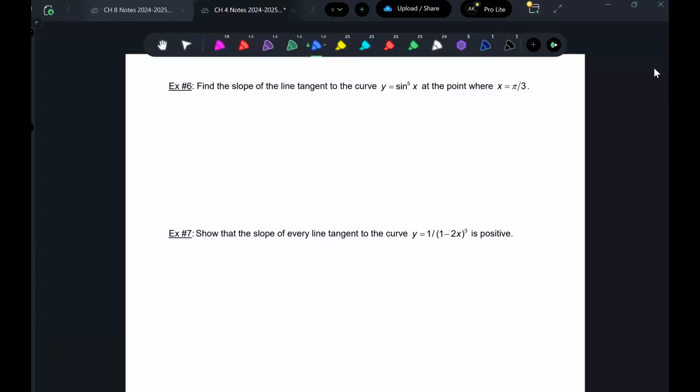Okay? All right, last two problems. Find the slope of the line tangent to the curve y equals sine to the 5th x at the point where x equals pi over 3. So would this be 5 sine of x to the 4th times cosine x? Because the inside is just sine of x. So we've taken care of the power in that first step, and then we kind of ignore it. So that's it. Then I just want to find y prime of pi over 3.